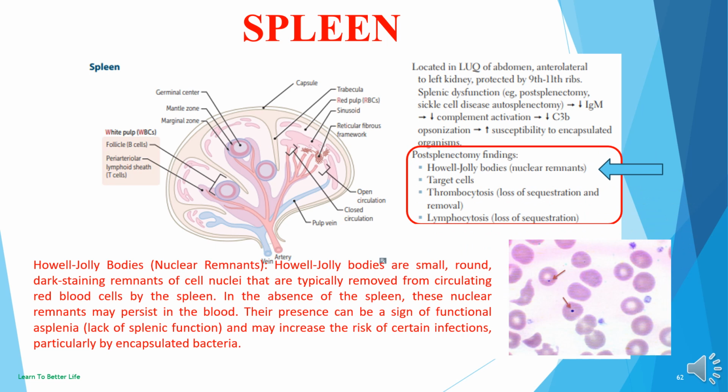Howell-Jolly bodies, nuclear remnants. Howell-Jolly bodies are small, round, dark staining remnants of cell nuclei that are typically removed from circulating red blood cells by the spleen. In the absence of the spleen, these nuclear remnants may persist in the blood. Their presence can be a sign of functional asplenia, lack of splenic function, and may increase the risk of certain infections, particularly by encapsulated bacteria.